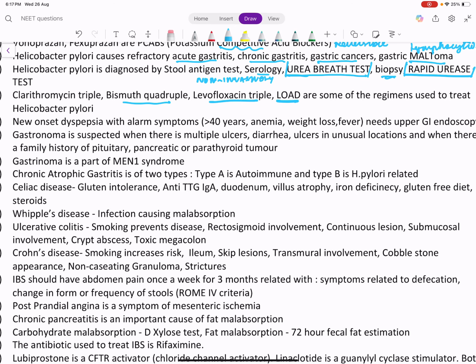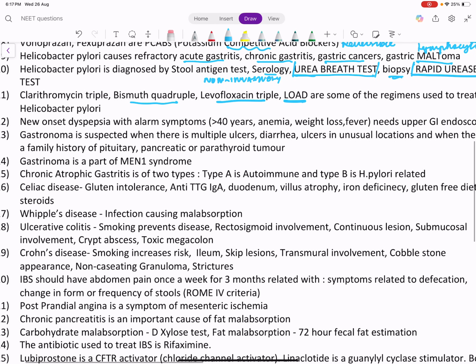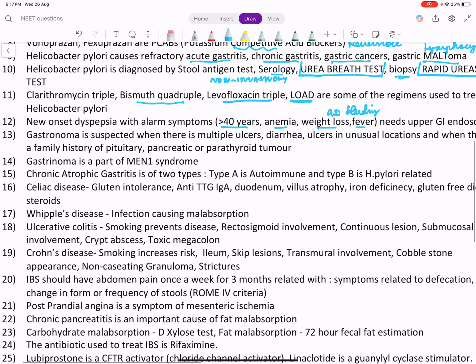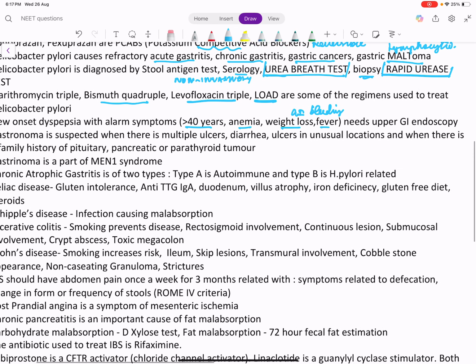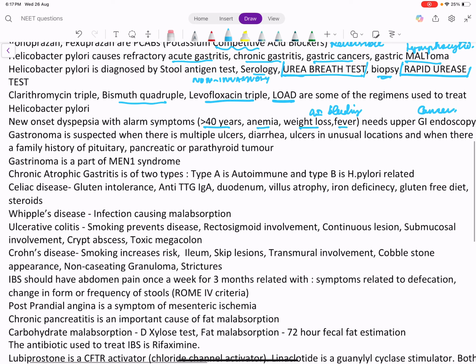So coming to dyspepsia evaluation, when in dyspepsia always look for alarm symptoms, that is age more than 40 years, presence of anemia with dyspepsia, weight loss plus dyspepsia, GI bleeding plus dyspepsia, that is melena or hematochezia or hematemesis, fever plus dyspepsia. Always we must do GI endoscopy to rule out stomach cancer, gastric cancer.